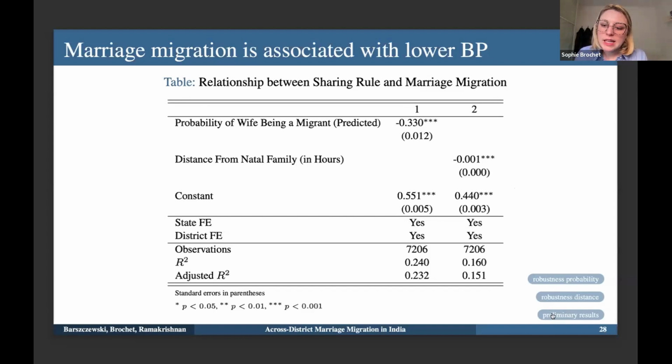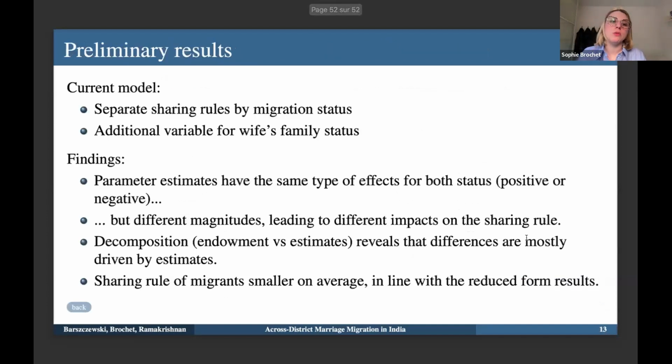So now we're also working on a way to integrate this marriage migration into our model. As I said earlier, we cannot put it as one of the variables in the sharing rule because this is too correlated with the sex ratios. But what we can do is estimate separately the sharing rule by migration status. So we can estimate parameters of the sharing rule for migrants, and on the other hand, parameters for non-migrants. And to do that, we do two things. The first thing is that we're going to predict the migration status using the parameter estimates I told you about.